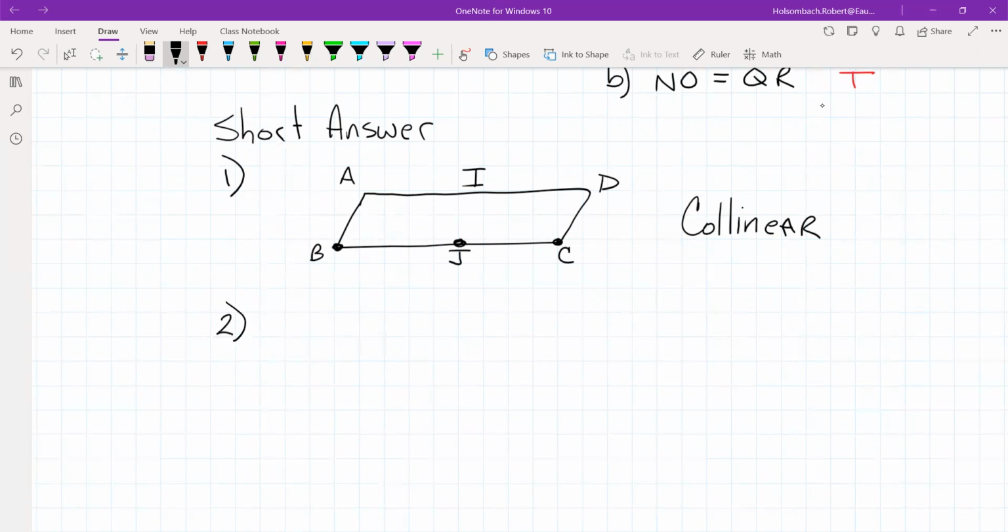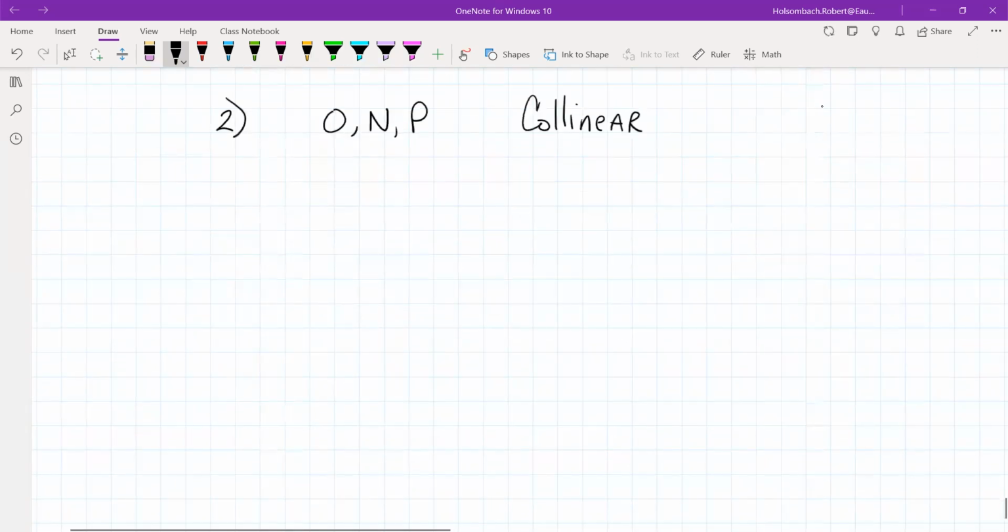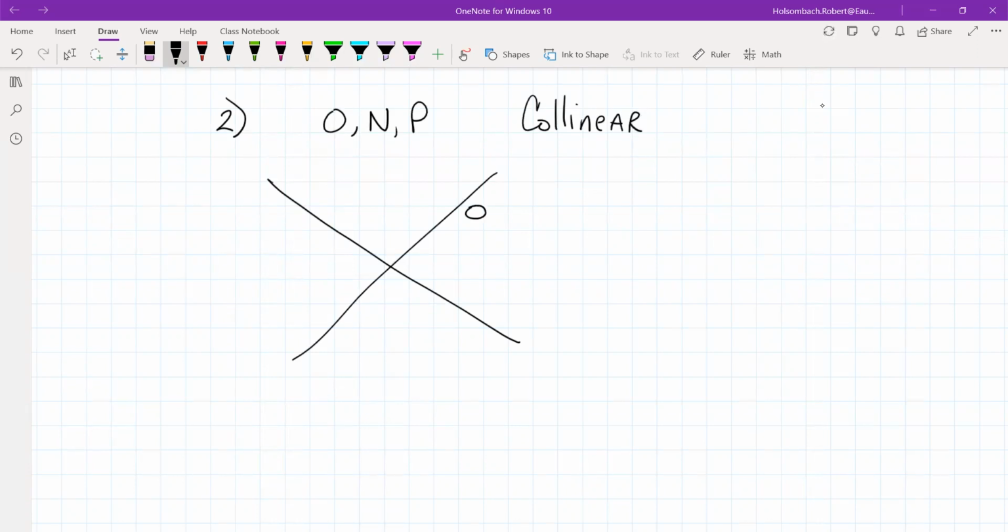In problem number 2, you're asked if O, N, and P are collinear. And here's O, here's N, and here's P. Are these 3 points on the same line? No, they're on two different lines, so no. Collinear means on the same line. Non-collinear means not on the same line.